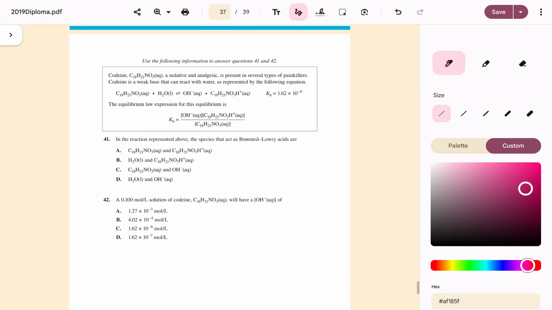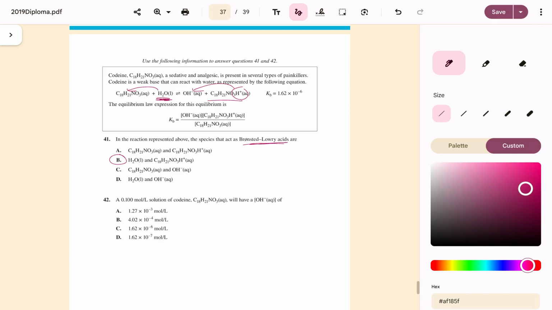So this one here, we have this information, and it's just asking what are our Bronsted-Lowry acids. So what's acting like an acid? In this case, we see water is losing a hydrogen, so that would be an acid on the reactant side. And on the product side, this big compound here, this hydrogen ends up going to the OH to form water. So the two that are acting like an acid would be B.